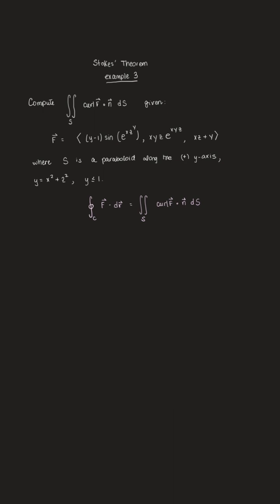Let's create a sketch of the paraboloid that we're given so that we can think about the boundary curve, which we need, and we also want to consider the orientation of the surface with respect to our boundary curve. So here is our paraboloid, which is in the direction of the positive y-axis. So let me just do a quick sketch of this paraboloid. And it looks something like this. And y is less than or equal to 1, so we know that this would be when y is 1.